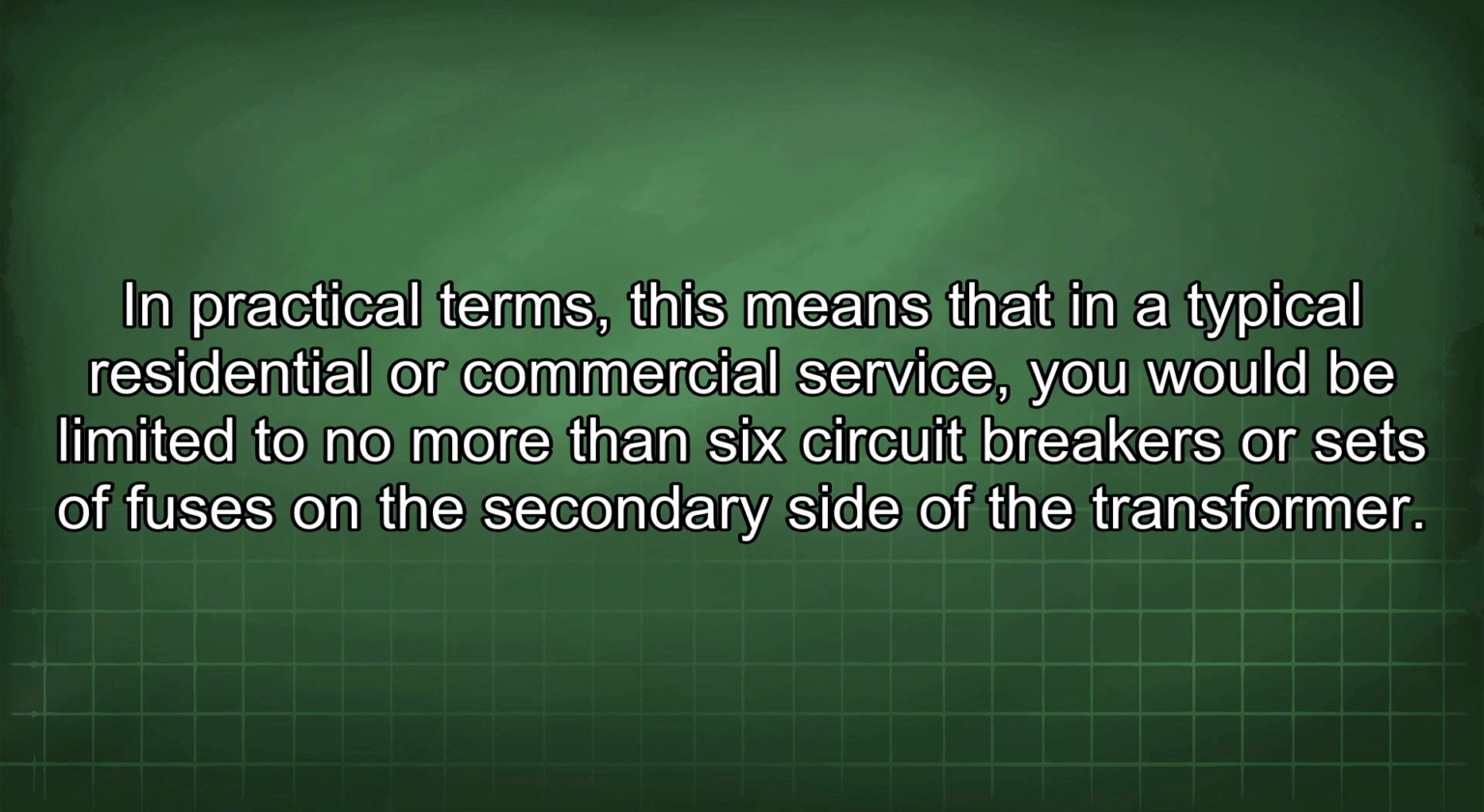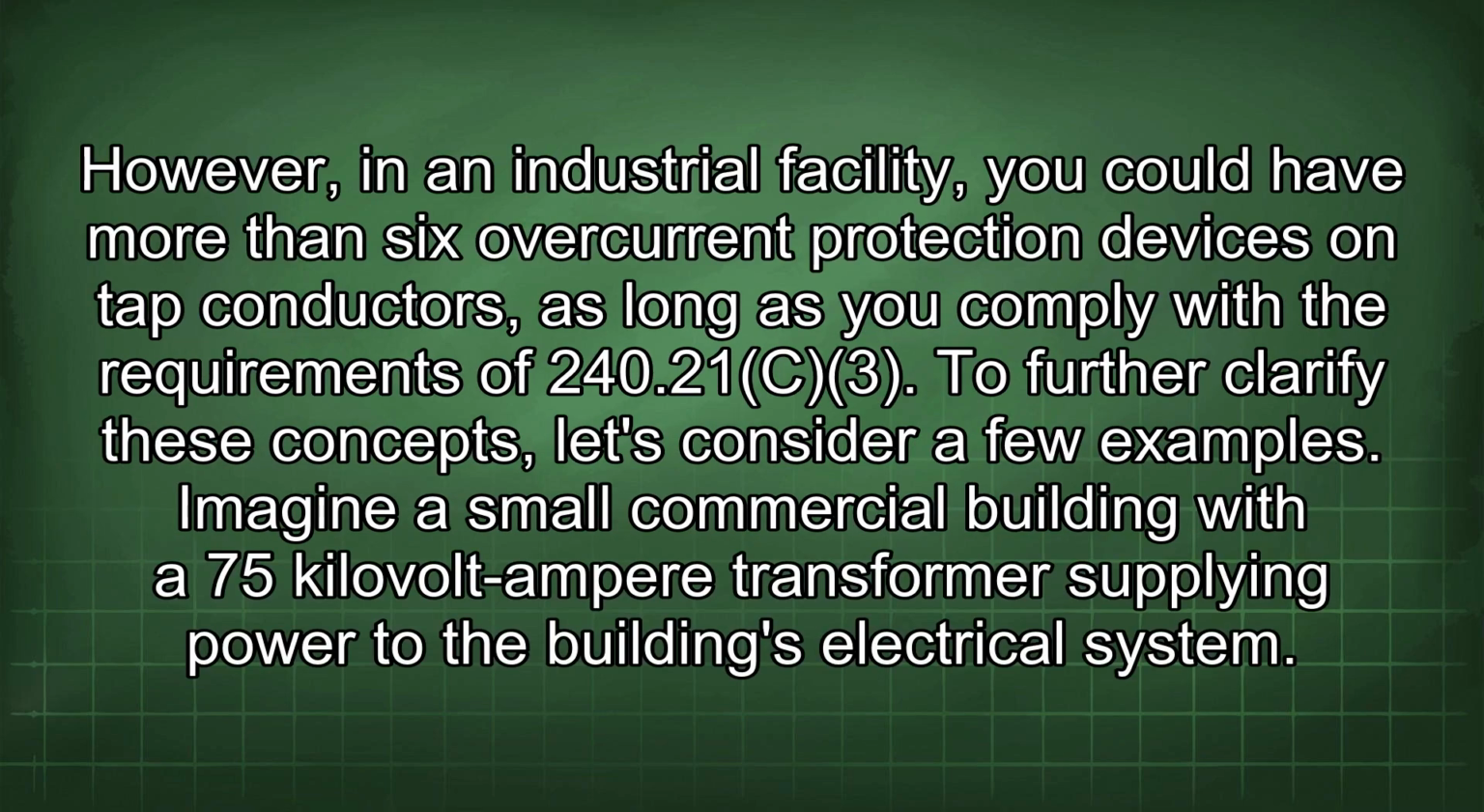In practical terms, this means that in a typical residential or commercial service, you would be limited to no more than 6 circuit breakers or sets of fuses on the secondary side of the transformer. However, in an industrial facility, you could have more than 6 overcurrent protection devices on tap conductors, as long as you comply with the requirements of 240.21(c)(3). To further clarify these concepts, let's consider a few examples.